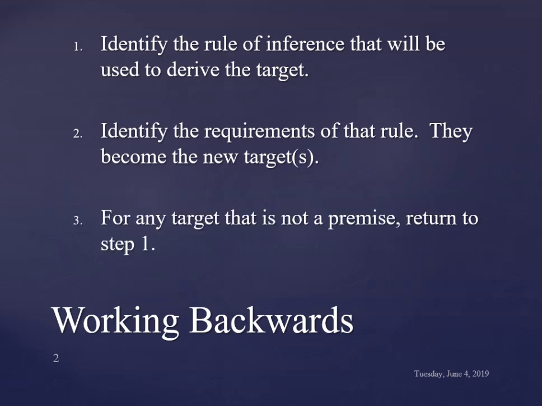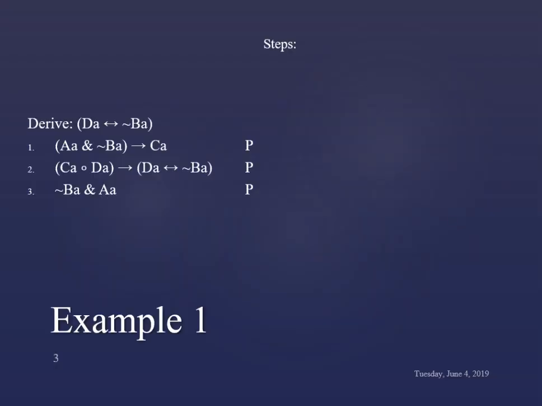So for any target that's not a premise, any target that's a subtarget or anything like that, if it's not a premise, return to step 1. Obviously step 1 is the hardest. Step 1 is the most difficult one for the reasons I just gave. So, let's go through some examples of this. We already talked about this a little bit in the last lecture on the practice problems about what to do. So let's go over some problems here.